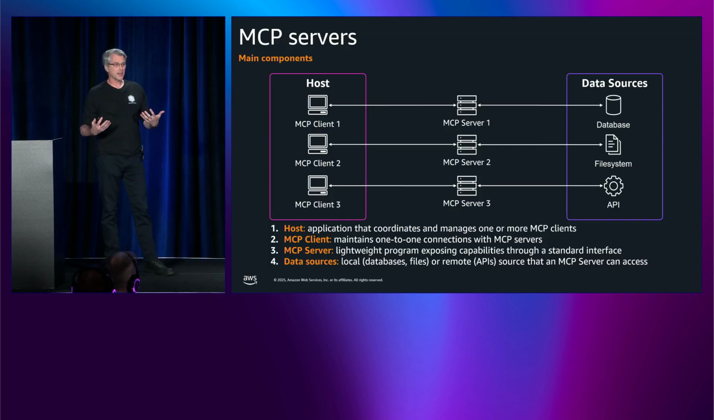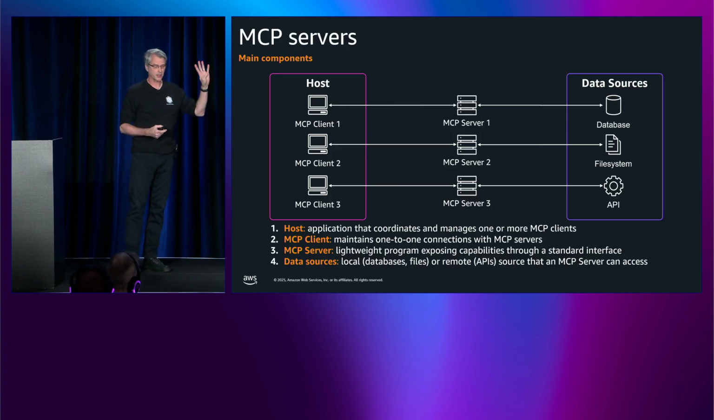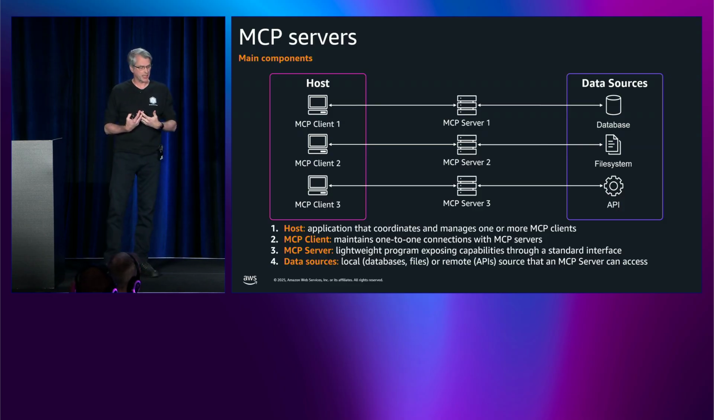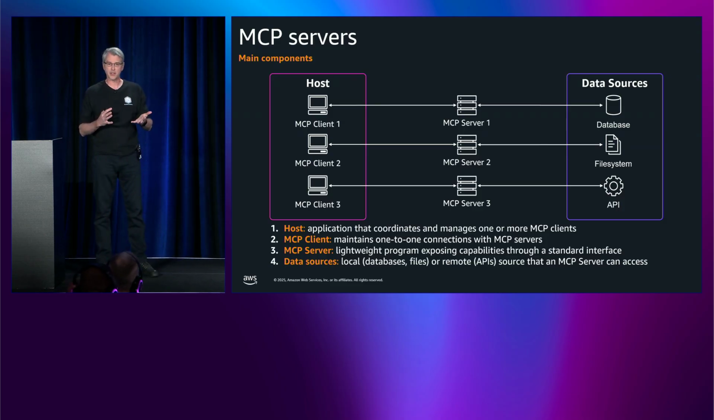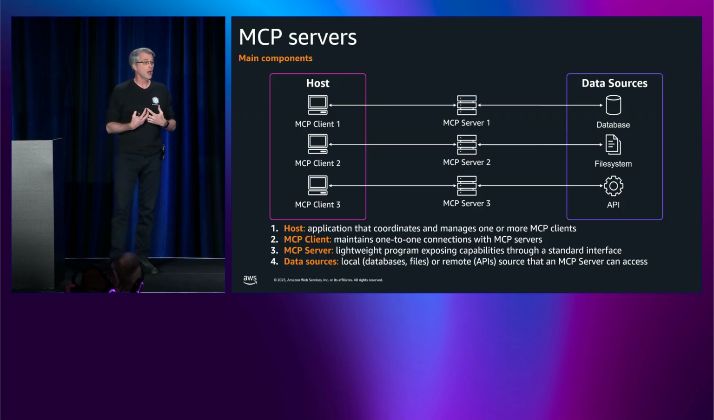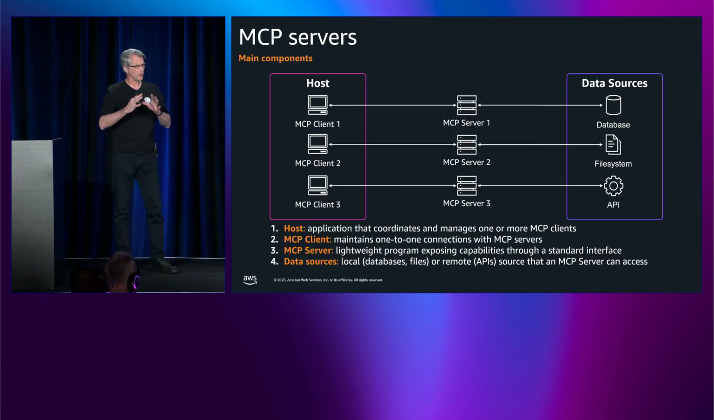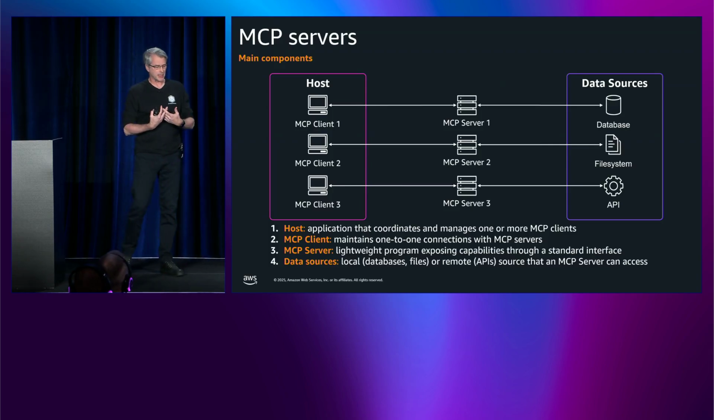So it is a client-server architecture, and like you see on the screen here, there are four main things to be aware of. So there's a host. The host is an application that coordinates and manages multiple MCP clients. A host could be an agentic AI application that you've developed. A host may be Visual Studio Code, like with Cline running in it, which is what you'll see in the demo. But the point is there are a lot of different hosts, but they host MCP clients.